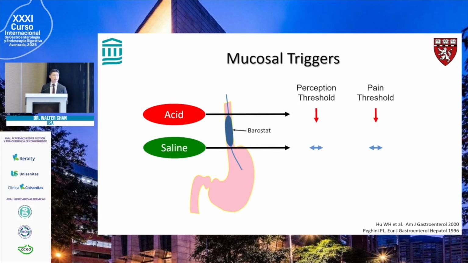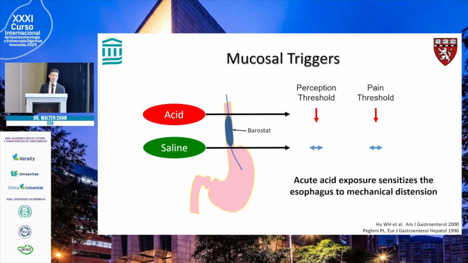It turns out that in the group where you infuse acid, their perception threshold of when the balloon is distended is much lower, and so is the pain threshold. But when you infuse saline, it didn't really change very much. So maybe acute acid exposure or some other mucosal factor can sensitize the esophagus to these mechanical distensions and make them feel these stimuli much more easily.